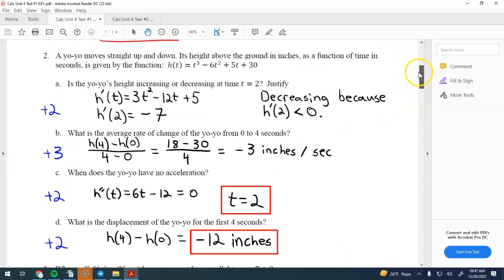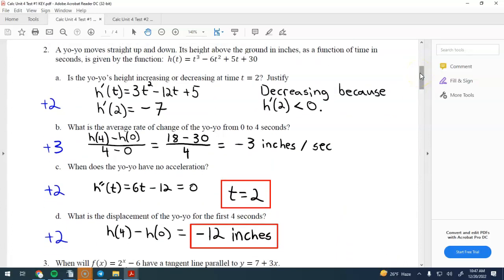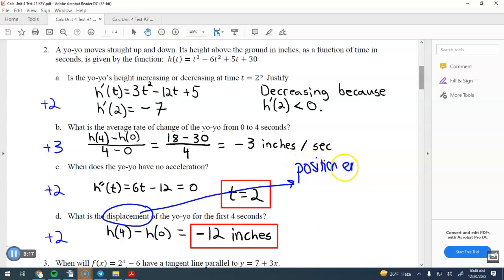The displacement question? So the displacement is just, that's okay. Displacement is going to be the position at the end minus the position at the start.